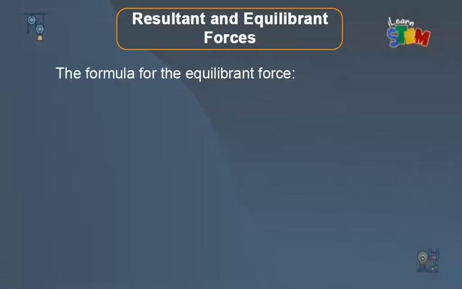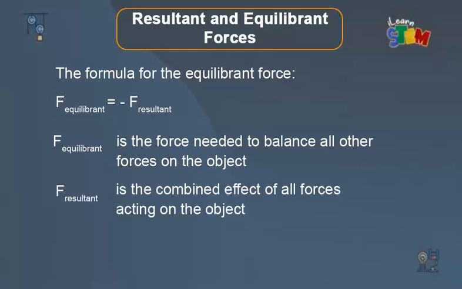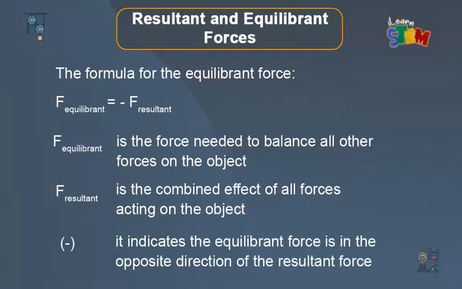The formula for equilibrant force is F equilibrant equals minus F resultant. Here, F equilibrant is the force needed to balance all other forces on the object. It acts in the opposite direction to the resultant force, while F resultant is the combined effect of all forces acting on the object. It determines the net direction and magnitude of unbalanced forces. The negative sign indicates the equilibrant force is in the opposite direction of the resultant force.